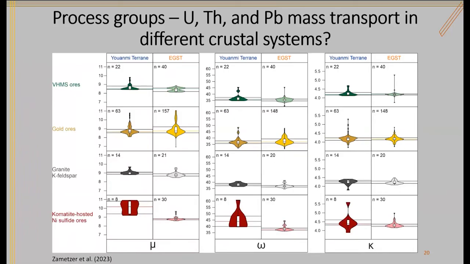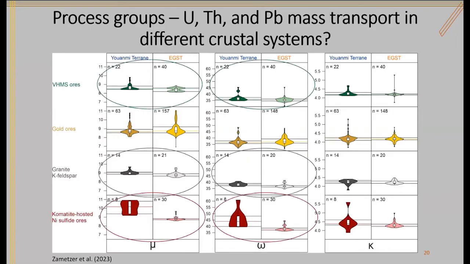These are again violin plots for the different crustal systems, for the different chemical process groups that I described. We can see that there's a difference in mu and omega in 3 out of 4 systems. The only exception are the gold ores here, which is very interesting because with the wide range of lead sources that we would expect for the gold ores, it's possible that the signatures get blurred, that there is no difference visible because it all gets blurred in the continental crust. Whereas the other ones appear to reflect this initial source signal from potentially the crust mantle fractionation event.